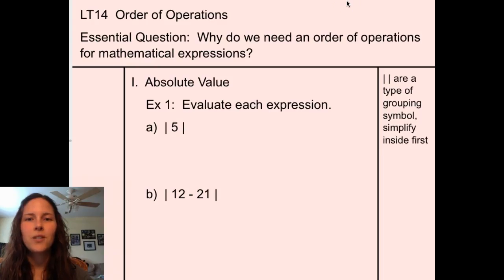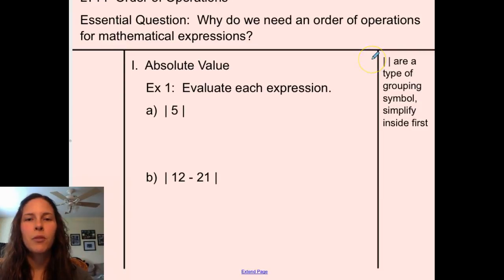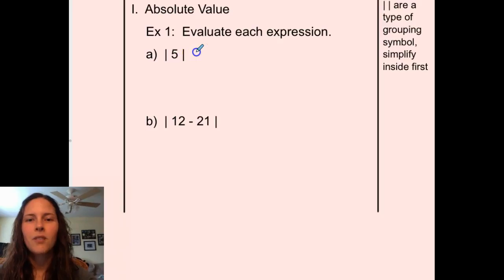Learning target 14 is order of operations, and our essential question is, why do we need an order of operations for mathematical expressions? Before we look at evaluating order of operations, let's start by evaluating absolute value expressions. Our first one, we have the absolute value of 5. How far from 0 is 5 on a number line? We just ran through that one with the vocab. 5 is 5 units away from 0.